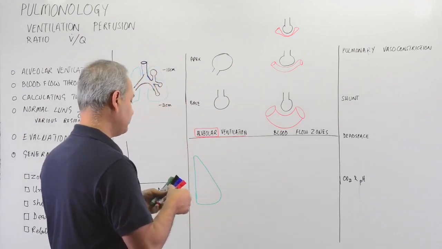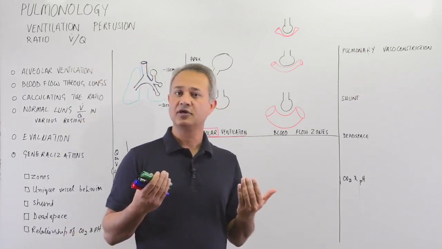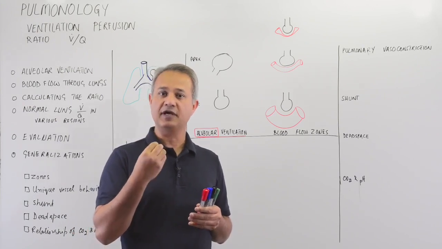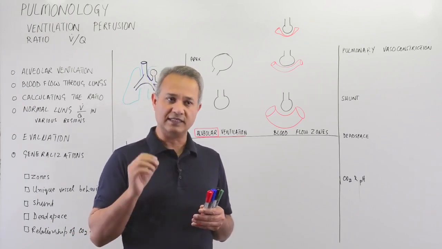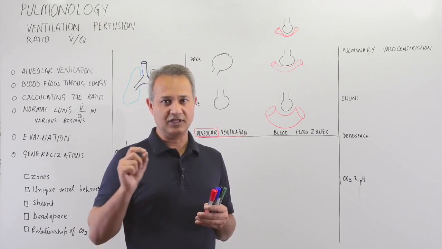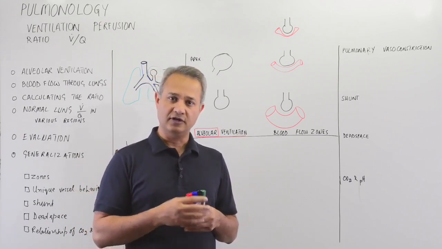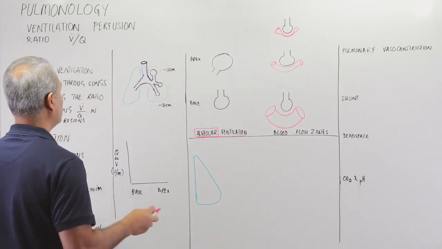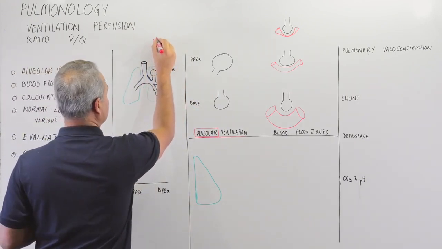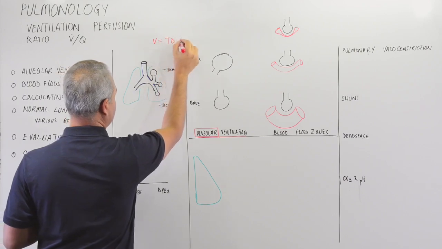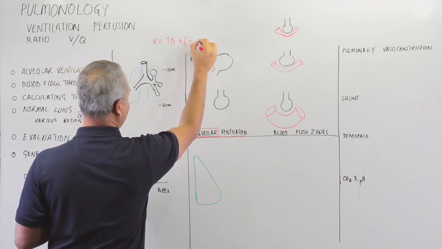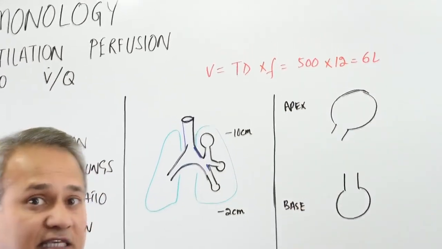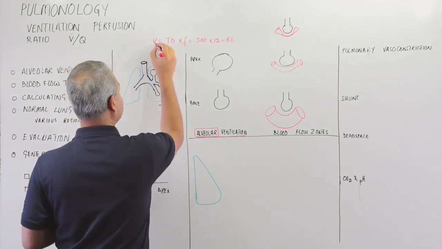Remember that there are two types of ventilation. One is the minute ventilation. What is the minute ventilation? It is the amount of air going in and out every minute. So if our tidal volume is 500 milliliters and the breathing rate of a normal person is 12 breaths per minute, then ventilation equals tidal volume multiplied by the frequency: 500 multiplied by 12 is 6 liters. So that is the minute ventilation.